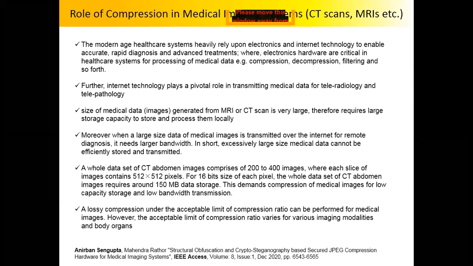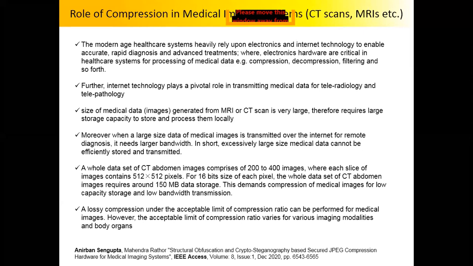I also would like to give you a motivation of why I'm saying this. For example, if you have a CT scan image of an abdomen, this is extracted from one of the doctors at Fortis Hospital that we have collaborated with. You see that the CT abdomen image usually comprises 200 to 400 images, where each slice has 512 by 512 pixels. I'm just taking not a very high resolution, but still enough.